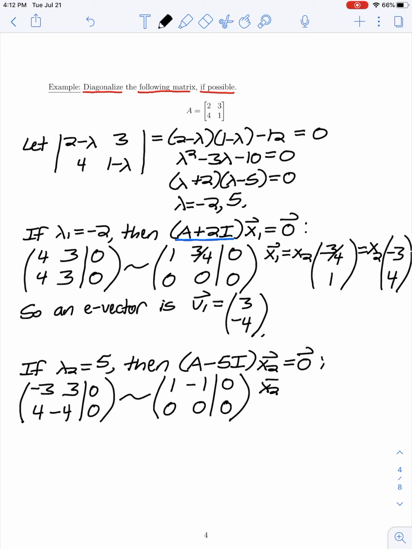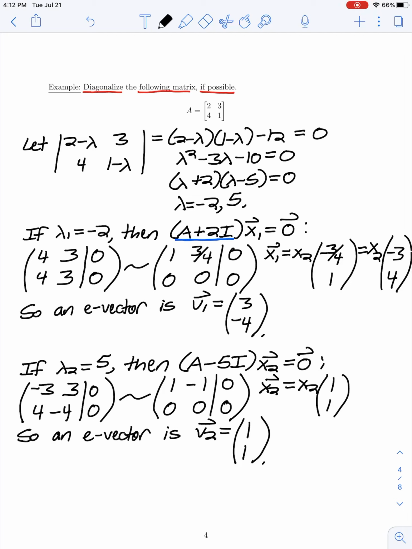So again, x2 is a free variable, and the vector x could be written as x2 times (1, 1). From the first row of this matrix, we see the components of our vector, x1 and x2, have to be equal to one another. So making one specific choice for the free variable x2, we can get an eigenvector, which I'll call v2, which we could take as (1, 1) if we choose x2 as being equal to 1.